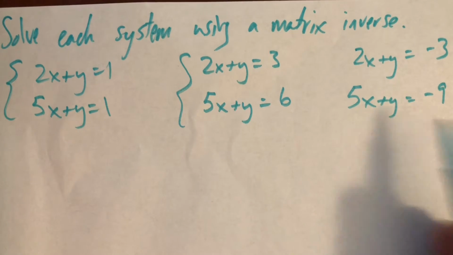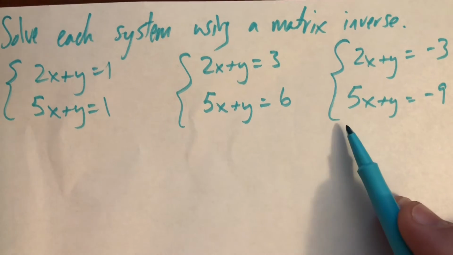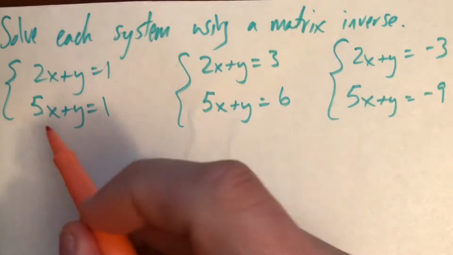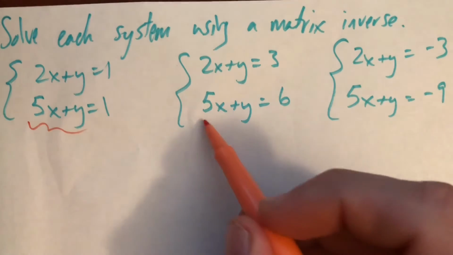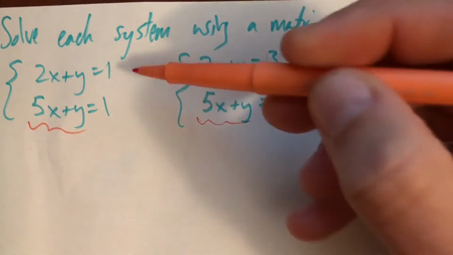All of these systems, rather, all of them have the same variable part, right? So this is the same for all of these systems, right? So the only thing that changes with these guys are those numbers right there, right?